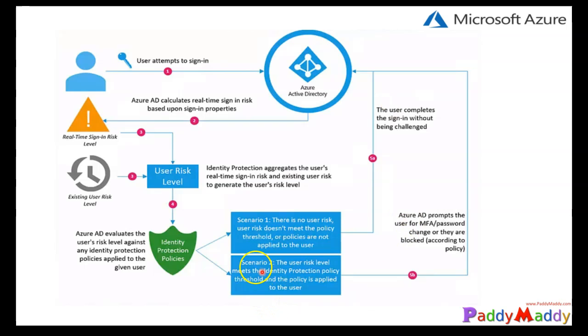Whereas if scenario 2 comes, where the user risk level meets the identity protection threshold, then the user will be challenged to change the password, or maybe the user account will be blocked, or maybe it will be challenged with multi-factor authentication. These things will be available within your identity protection policies. Based on that action, either the sign-in will be blocked, or it will prompt for changing the password, or maybe be disabled for some time, or MFA will be challenged. So this is how the workflow will work.